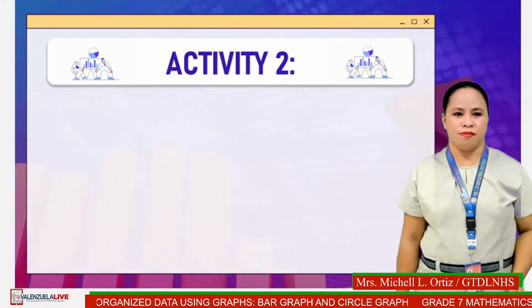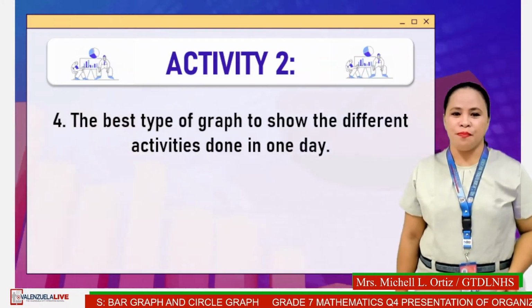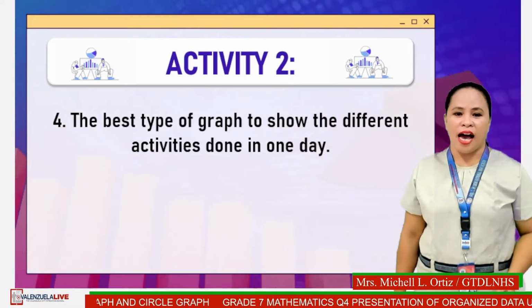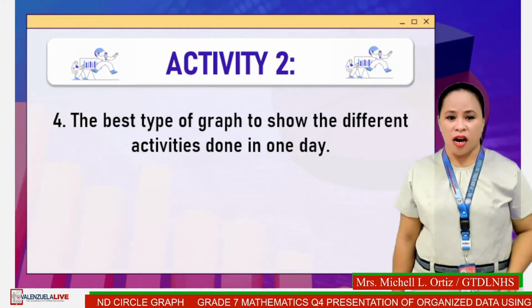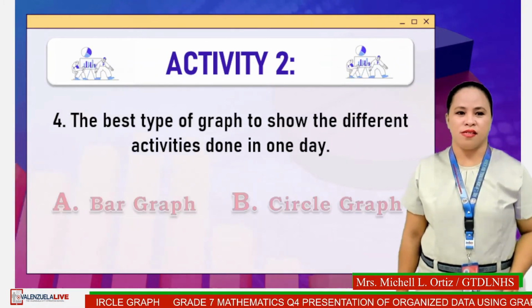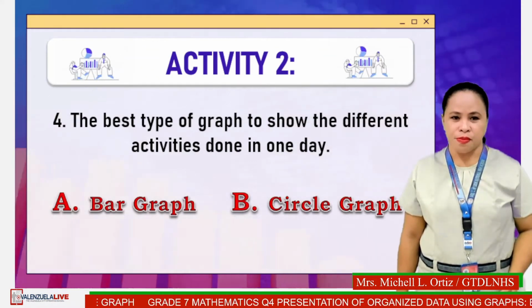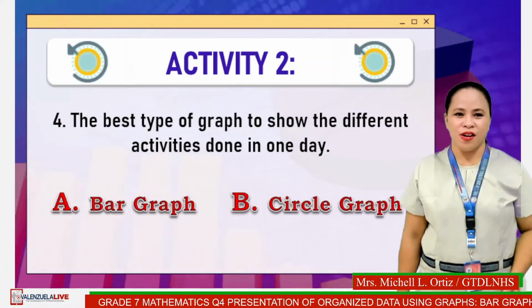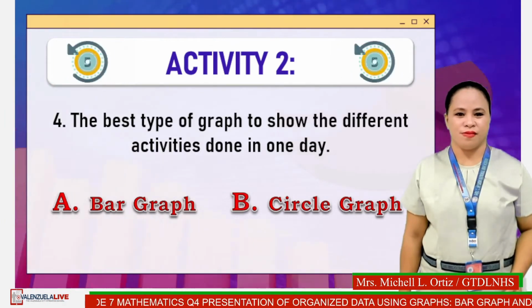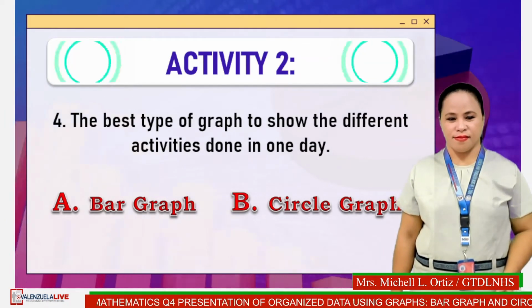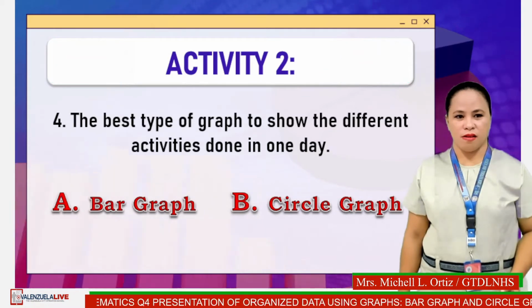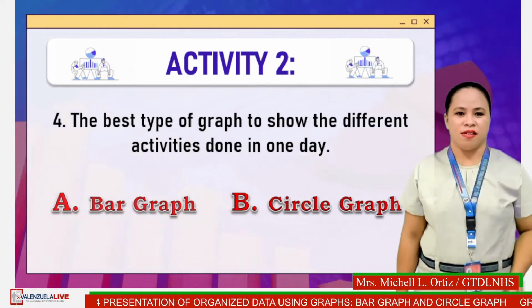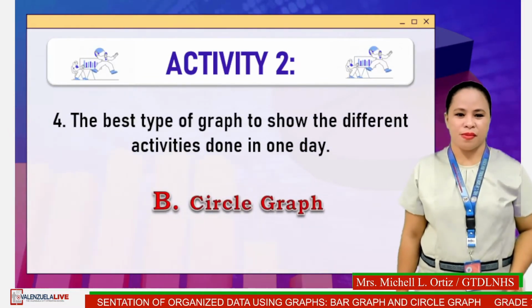Number 4. The best type of graph to show the distribution of the amount of time allocated to each activity done in one day. Letter A, bar graph. B, circle graph. 5 seconds, go. The correct answer is circle graph.